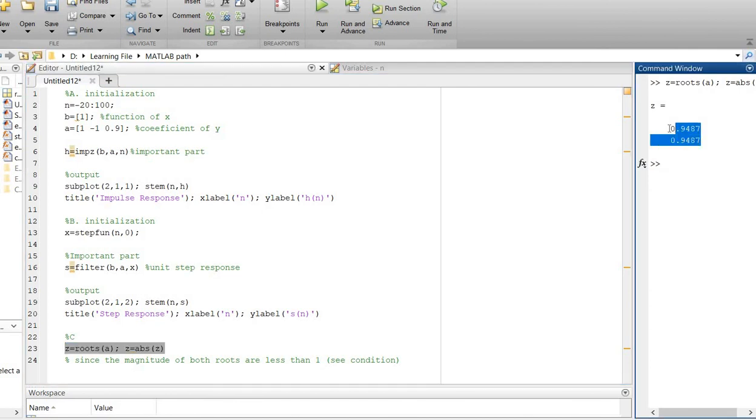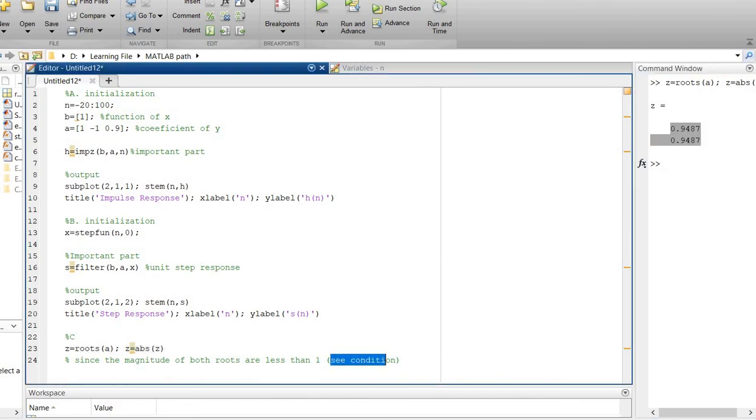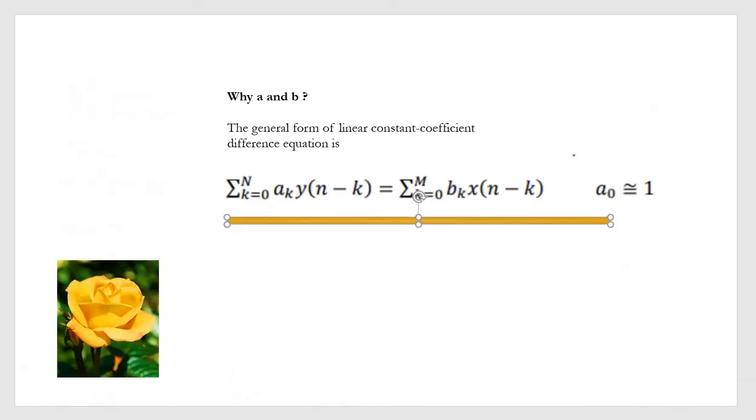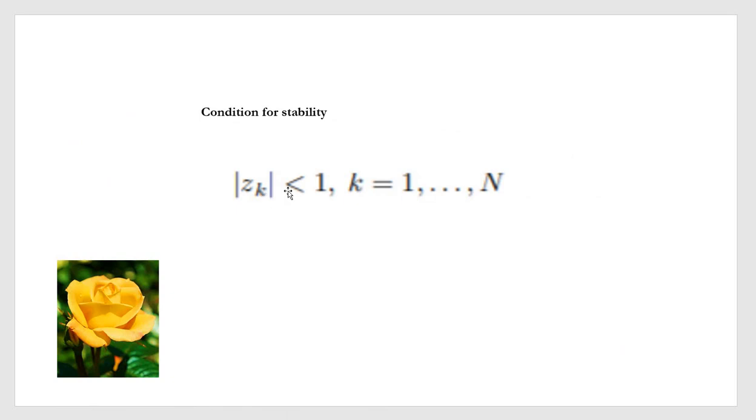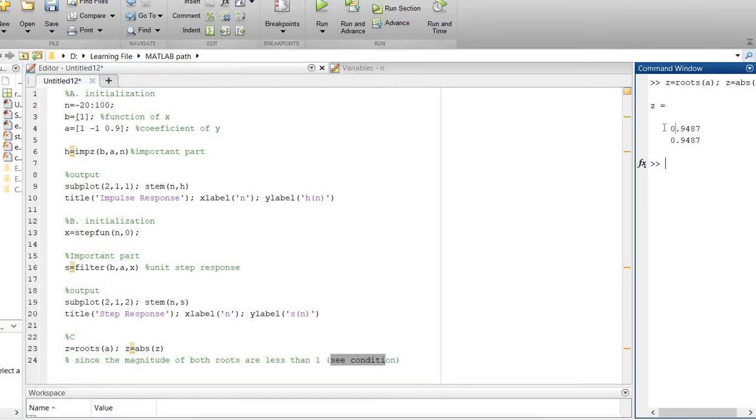So what does it imply? Does it imply it's stable or unstable? We're going to look for the condition. The condition would be this one. If z, the one that we've computed, is lower than 1, therefore it's stable. As you can see, it's lower than 1, therefore it's stable.